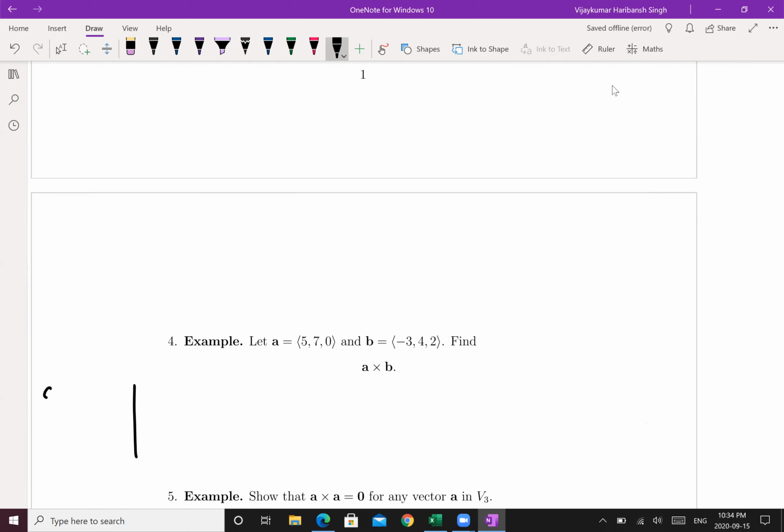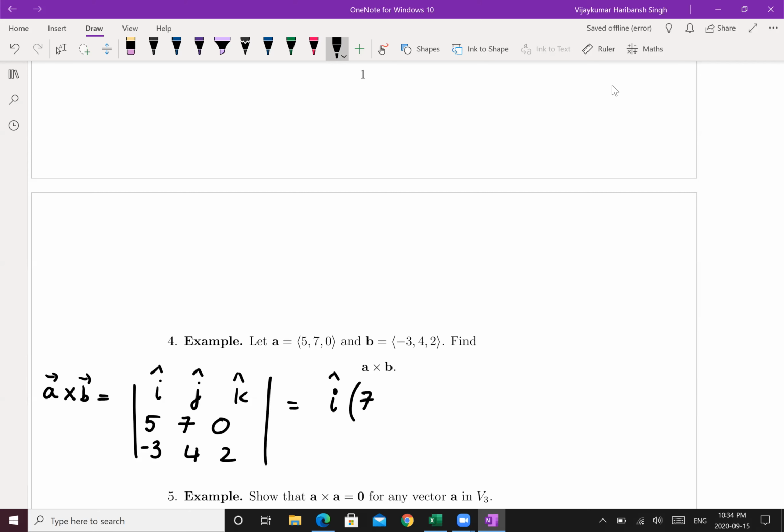So A cross B is going to be i, j, k, with caps on top of them because they're unit vectors, then 5, 7, 0, and minus 3, 4, 2. This is going to be i times 7 times 2 minus 4 times 0. Then plus, minus, plus: you see the pattern plus minus plus, so j has a negative sign.